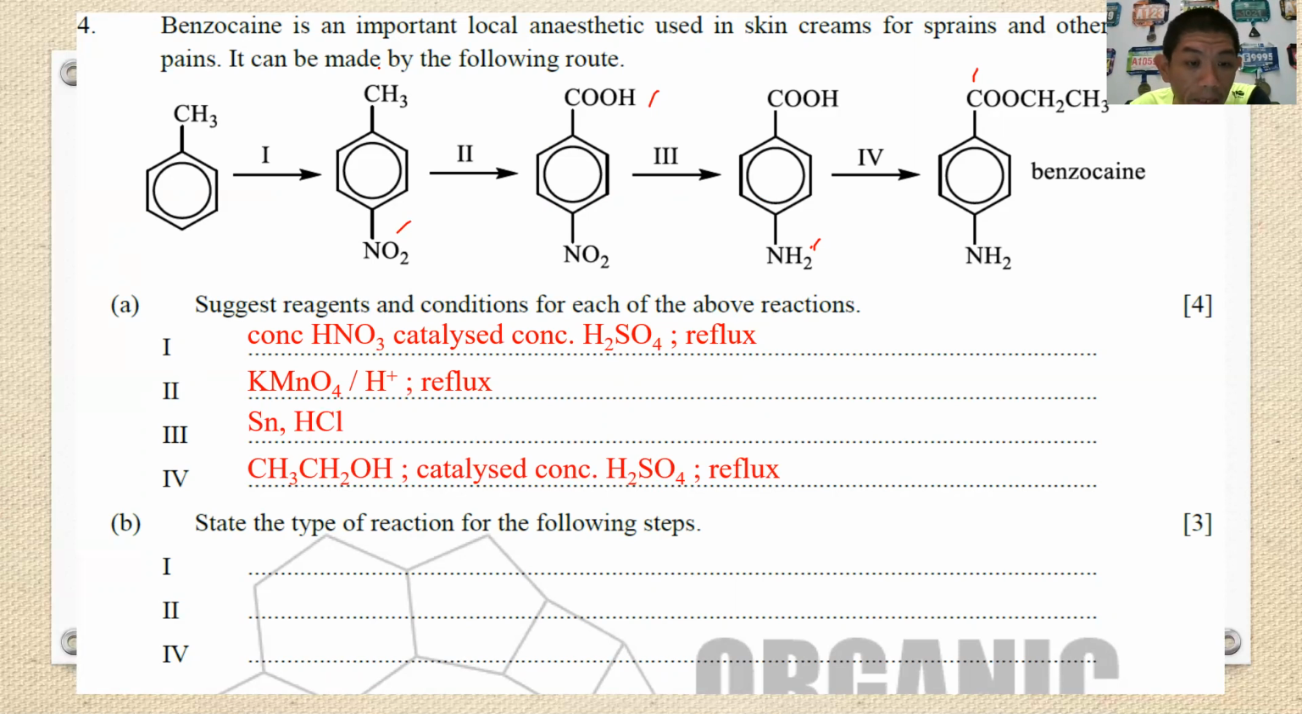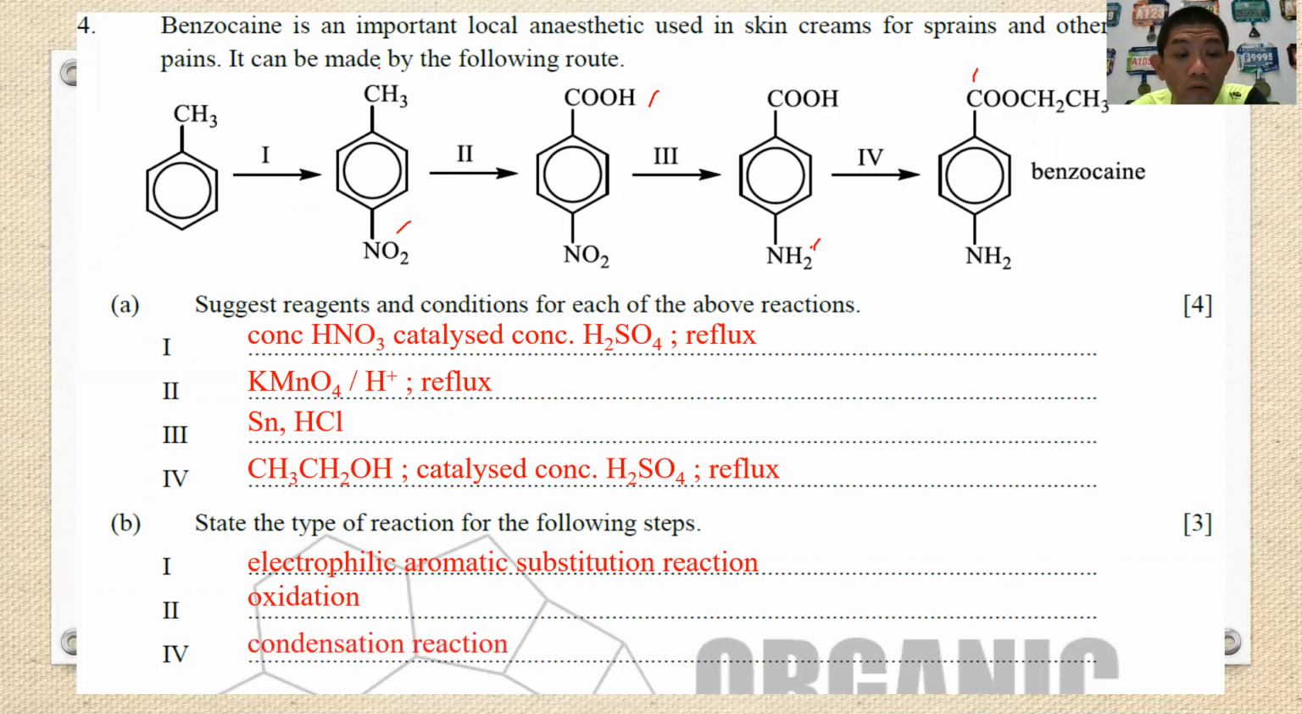Okay. B, state the type of reaction for the following steps. So step one is definitely electrophilic aromatic substitution reaction. And then number two is an oxidation reaction. And finally, number four, to become ester, it has a special type of reaction. We call it a condensation reaction. So this one you will eventually learn. Condensation reaction is when two organic compounds react together, you form a brand new organic compound with a different functional group and a small molecule as a side product. So that is for condensation reaction.